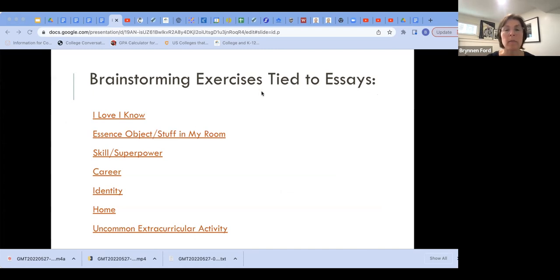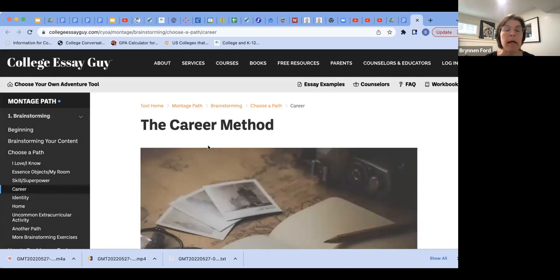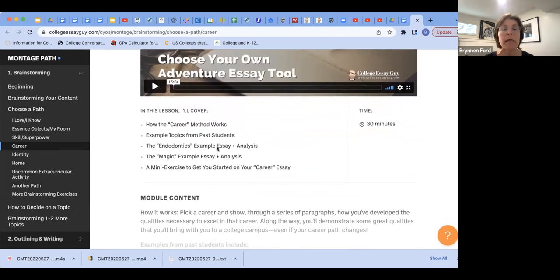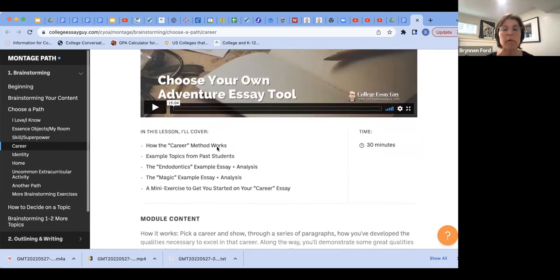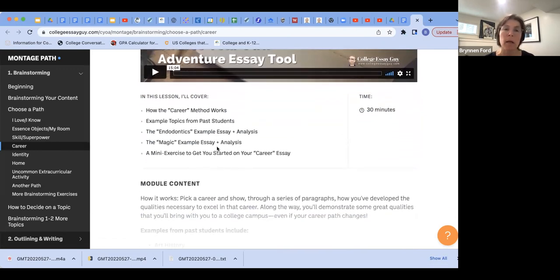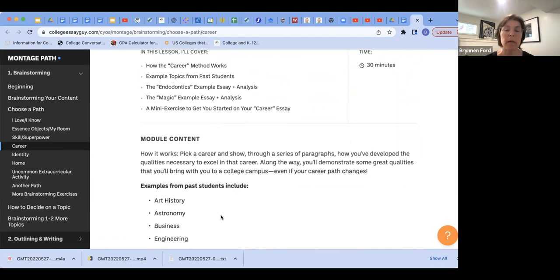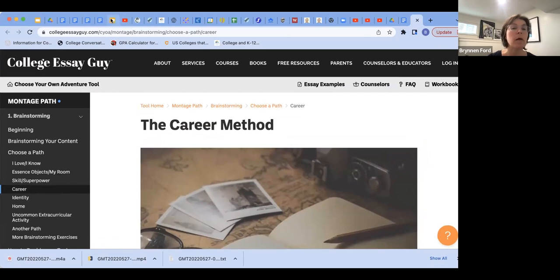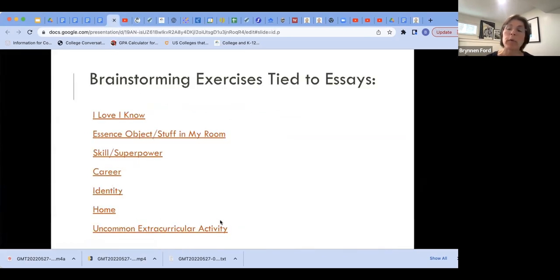Okay. This slide is an awesome resource. Each one is a link, and they're each of the different brainstorming exercises that we did. If I click on career, it's going to go to my guy Ethan Sawyer's College Essay Guy website, where he's got examples of montage essays based on each of the brainstorming exercises that you did. You can click there and go down to it. There's an example essay or two for each one. So if you're looking for inspiration, or you just want to explore different ways that different people have done it, this slide will help with that.